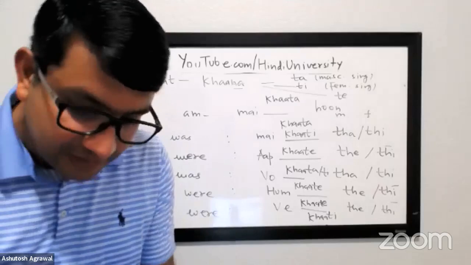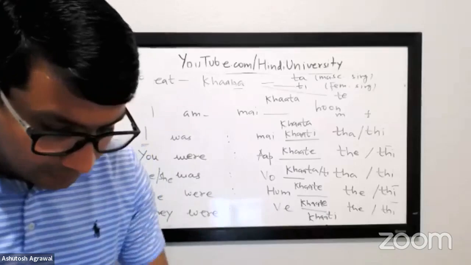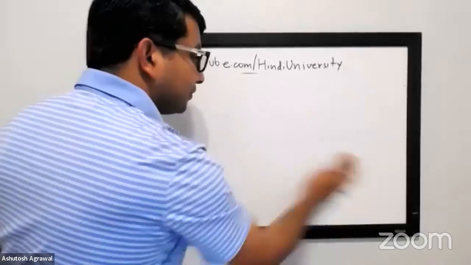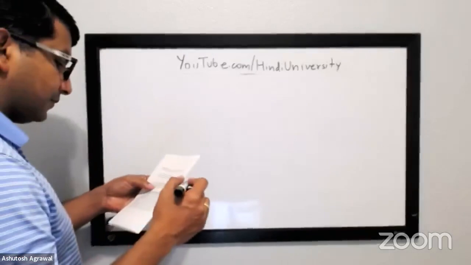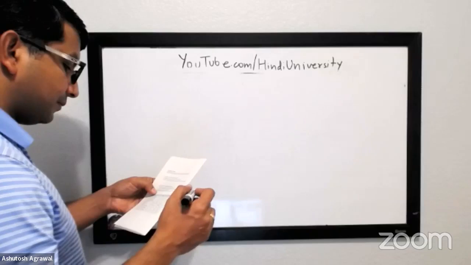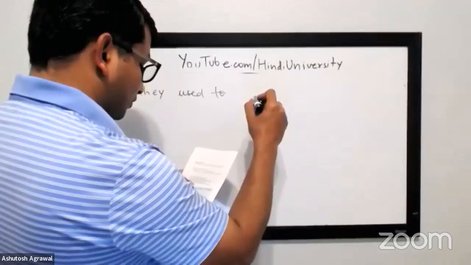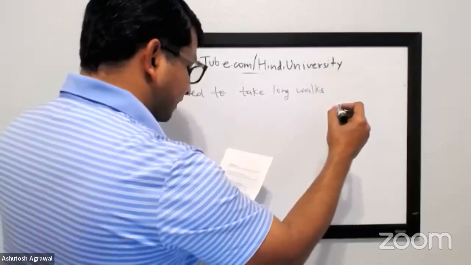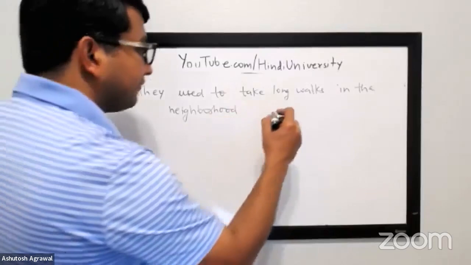Okay. So I'm going to erase it. I'm going to take a slightly different one. So let's say I make a slightly challenging sentence. Okay, they used to, so the long sentence: they used to take long walks. They used to take long walks in the neighborhood every evening.